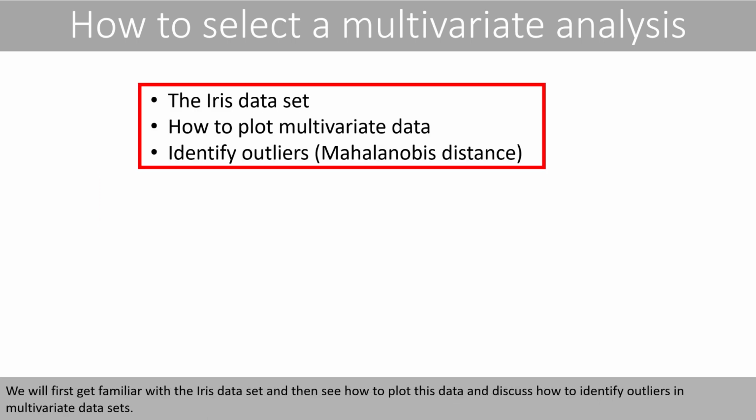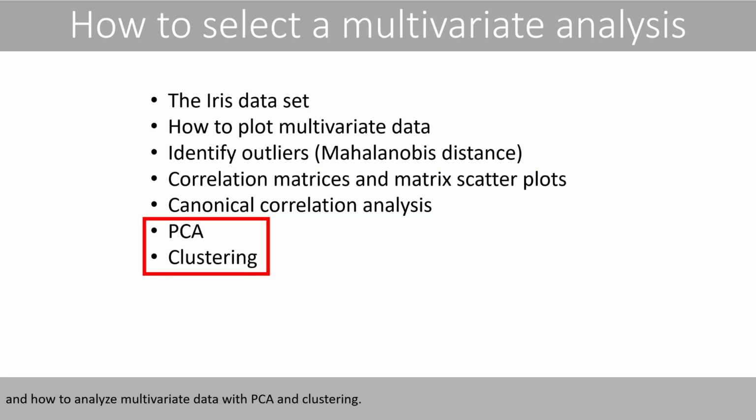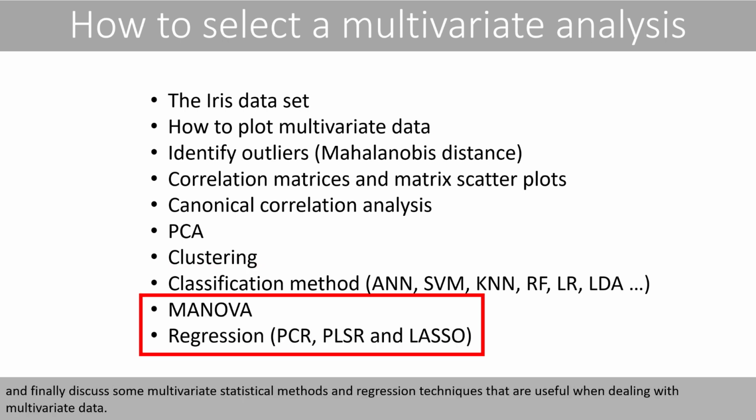We'll first get familiar with the iris dataset and then see how to plot this data and discuss how to identify outliers in multivariate datasets. Then we will see how to compute correlations and how to analyze multivariate data with PCA and clustering. We will also discuss how to select an appropriate classification method and finally discuss some multivariate statistical methods and regression techniques that are useful when dealing with multivariate data.